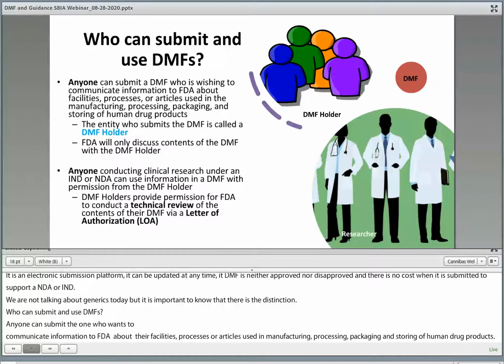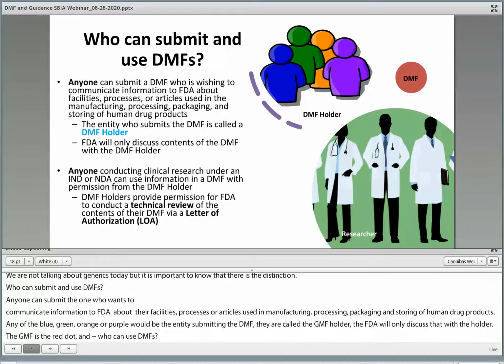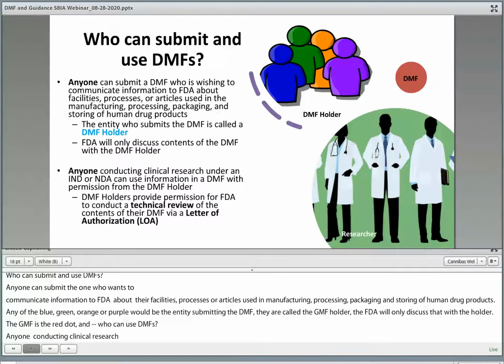FDA only talks with the DMF holder about what's inside the little red dot. Now, who can use a DMF? Anyone who's conducting clinical research under an IND or an NDA can use information in a DMF with permission from the DMF holder. The DMF holder provides permission for FDA to conduct a technical review of what's inside that DMF via a letter of authorization called an LOA.